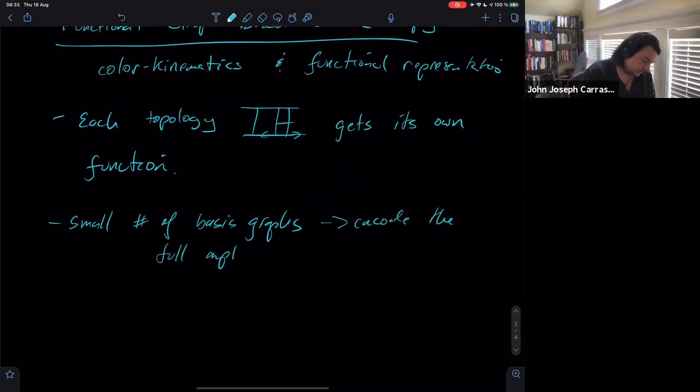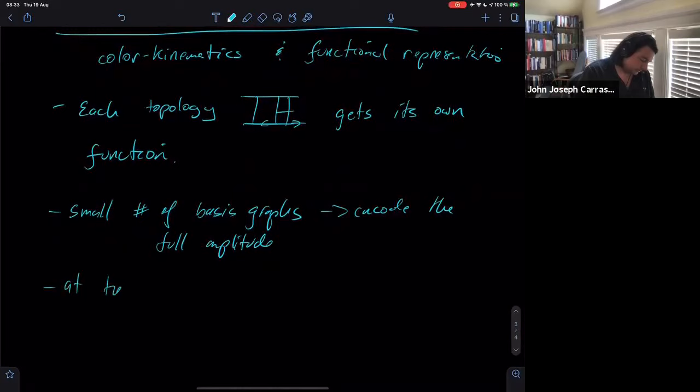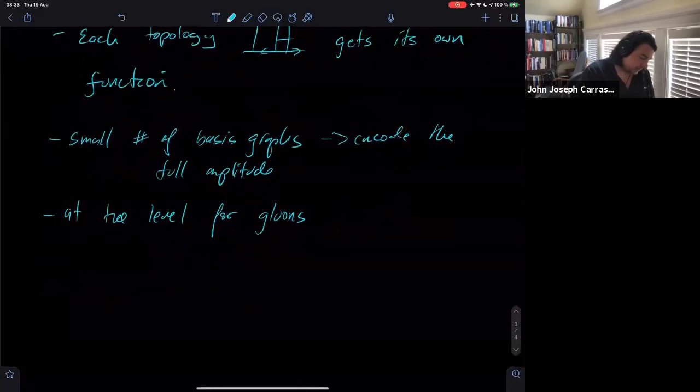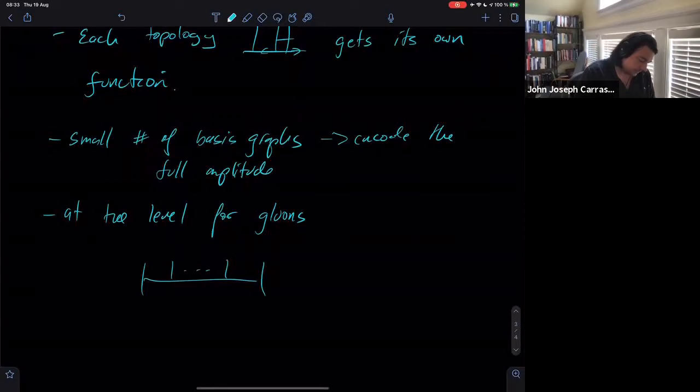And so for example, at tree level, for gluons, you only need to specify the half ladder graph or the multi-peripheral graph per multiplicity. And this one graph encodes everything. So you get all the other topologies by Jacobi away from this one graph. And so you just specify a function for this one graph and you've got the entire amplitude.